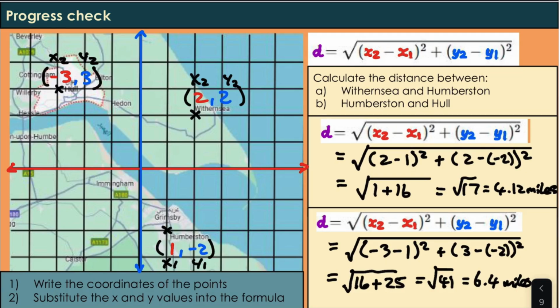And that's a wrap, guys. That is exactly how we use our distance formula. We simply write the coordinates of the points, substitute the x and y values into the formula, and boom, we'll get our distance.